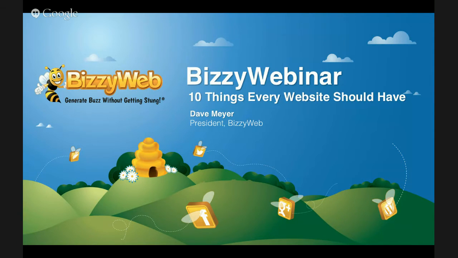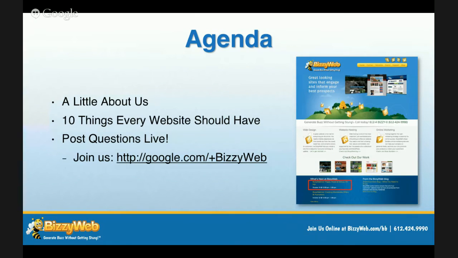I'm going to give us all a few moments to get online and to get a chance to ask questions and to get where we need to go. So in that vein, I'm going to go through our agenda very quickly. First, we're going to talk a little bit about BizzyWeb and cover a couple of admin details. And then we're going to get into 10 things every website should have. There's a lot of things that almost every website needs to be as effective as possible. And I want to run those through with you, and we're going to give you some examples along the way.